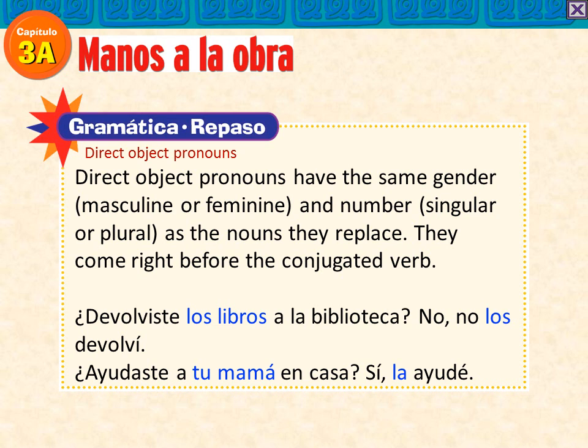The other example they gave here was ¿ayudaste a tu mamá en casa? Did you help your mom at home? Sí, la ayudé. La referring to I helped her, and she is singular and feminine. So we put it right in front. Right, and la replaces mamá.